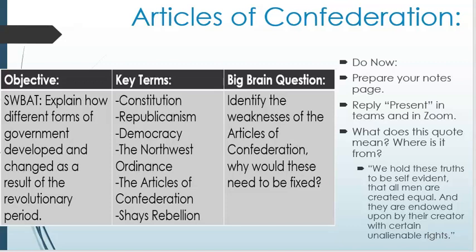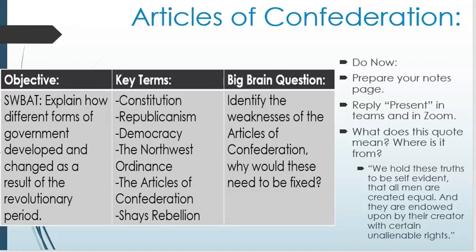So, our objective today, we're going to explain how different forms of government developed and changed as a result of the Revolutionary period. So what does that mean? Well, we're going to talk about that very initial, very early baby version of the U.S. government. Got some key terms here to help us out.